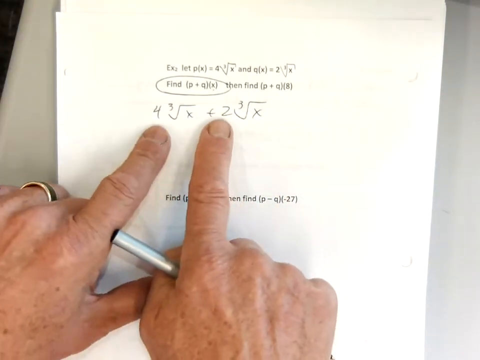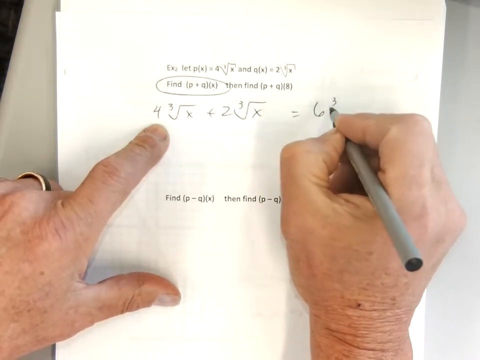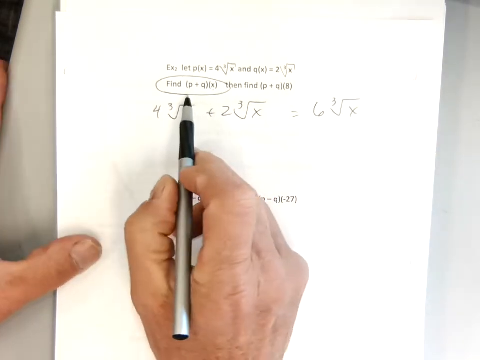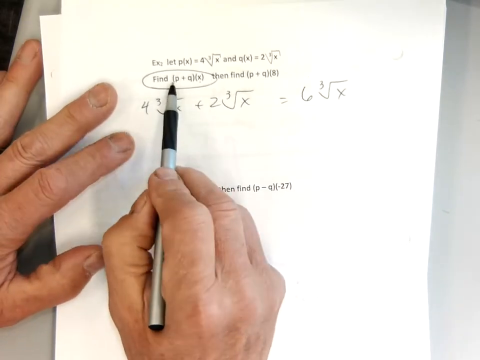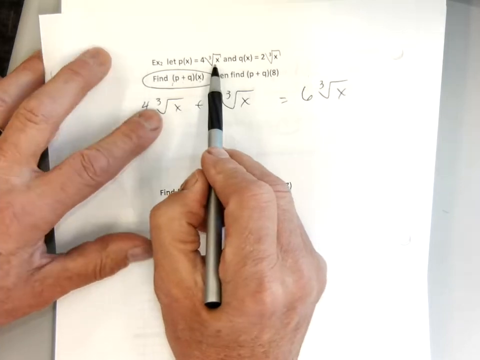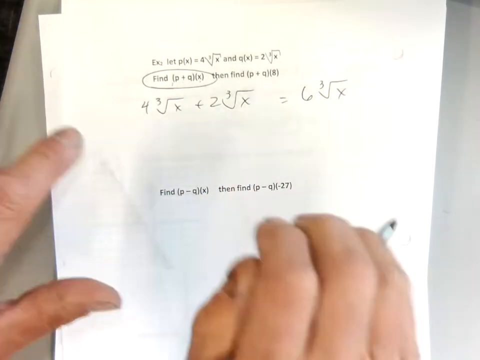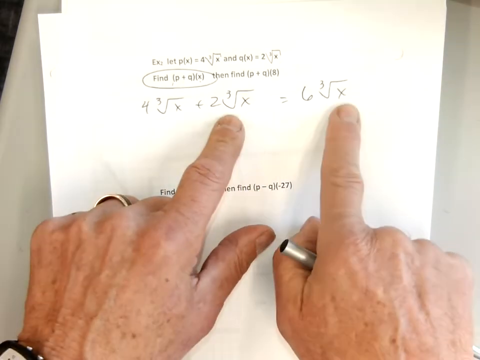Just add them. I'm going to get a 6 cube roots of x. Now, it's a really weird way to write that, but it really does say p plus q of x. That's my p of x plus my q of x, which is my 2 cube roots of x. I add them. 4 plus 2 is just 6 cube roots of x.